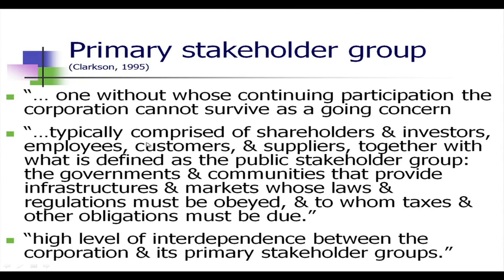It is typically comprised of shareholders and investors, employees, customers and suppliers, together with what is identified as the public stakeholder group: the governments and communities that provide infrastructures and markets, whose laws and regulations must be obeyed, and to whom taxes and other obligations may be due. So these are the primary stakeholders with which the organization has a high level of interdependence and cooperation. These are the people who are directly affected by what the organization does.